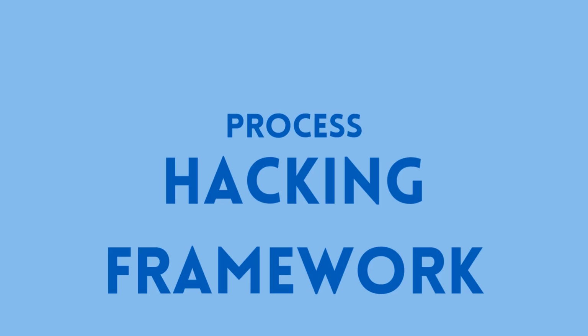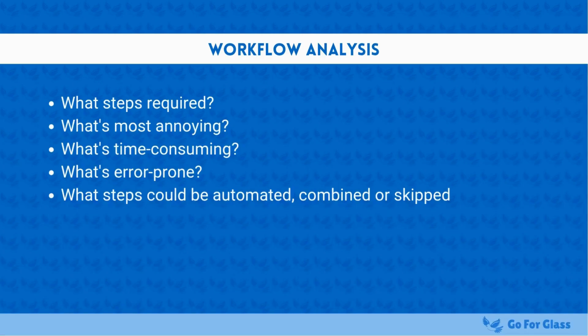Now we have the process hacking framework. People hate steps, so you want to avoid them. Break down a user's current workflow for a given process and identify what steps are required, what steps are most annoying, time consuming, or error prone, and then what steps could be automated, combined, or skipped altogether. Using what you've already identified, you can build a solution that removes as many steps as possible, even if it's unscalable at first.